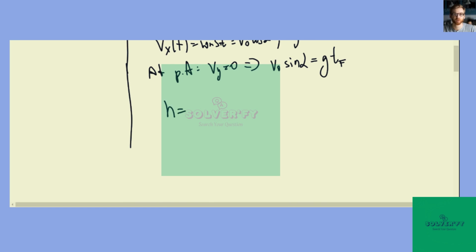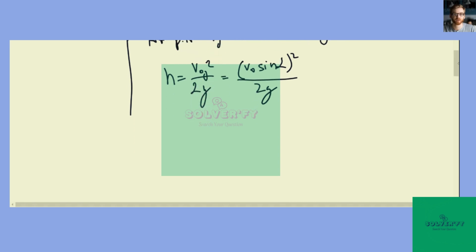So as we know, h equals v0y squared over 2g, because the velocity at point h is 0, I mean the vertical component of the velocity. So therefore it's v0 sine alpha squared over 2g.